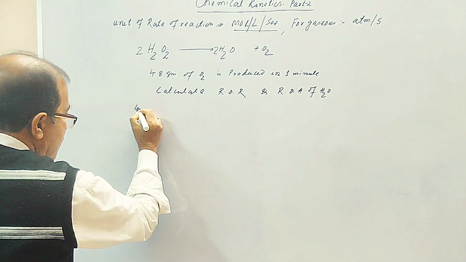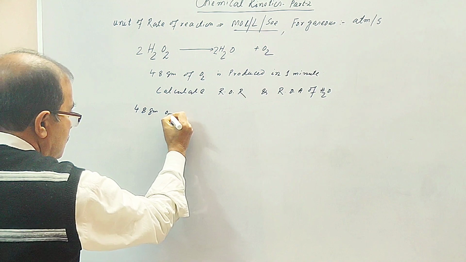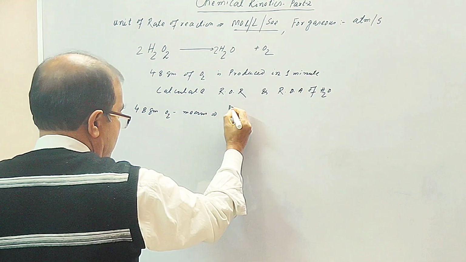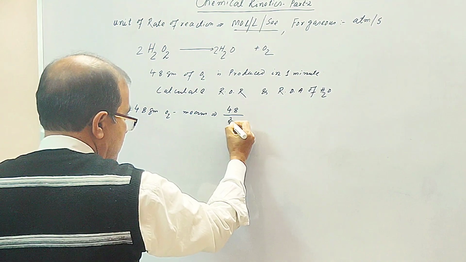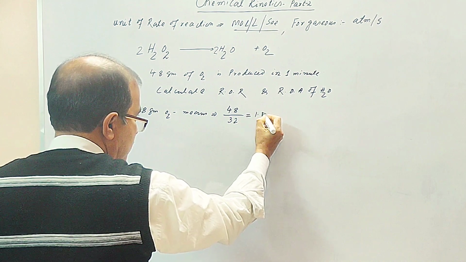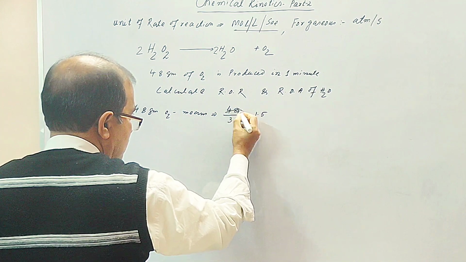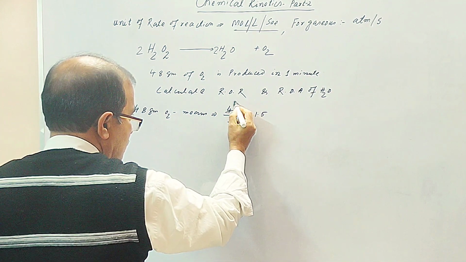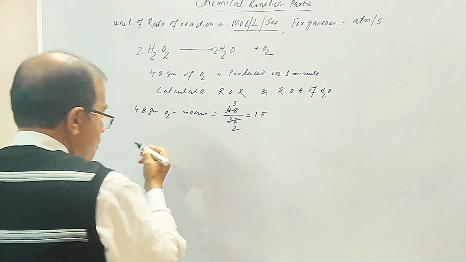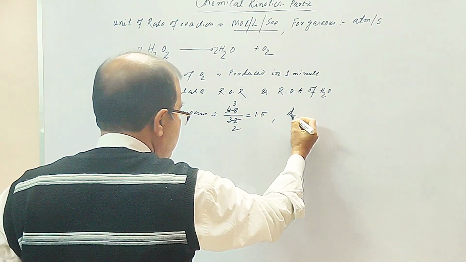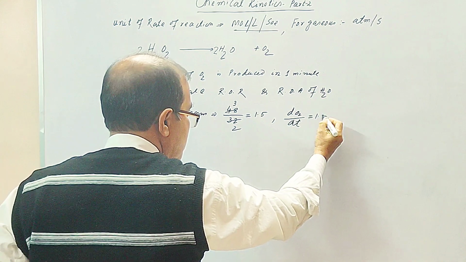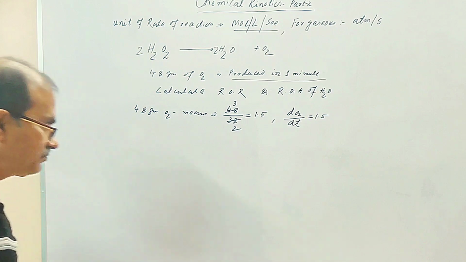First, you are given 48 gram of O2. Means 48 gram of O2, how many moles is it? 48 divided by 32, so it comes around 1.5 mole, that is 3 by 2, 1.5 mole. So from this we can get d of O2 by dt is equal to 1.5, because it has coefficient 1 in it.